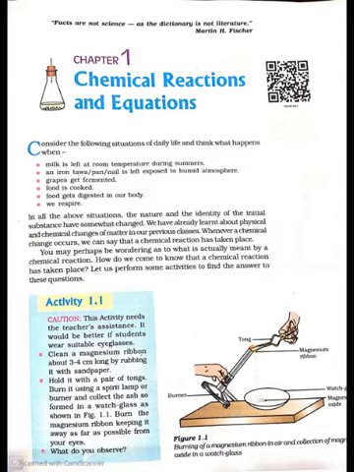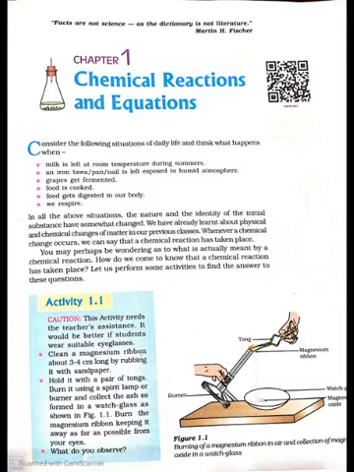Question 6. Balance the following chemical equations. A. HNO3 + Ca(OH)2 = Ca(NO3)2 + H2O. B. NaOH + H2SO4 = Na2SO4 + H2O. C. NaCl + AgNO3 = AgCl + NaNO3. D. BaCl2 + H2SO4 = BaSO4 + HCl.